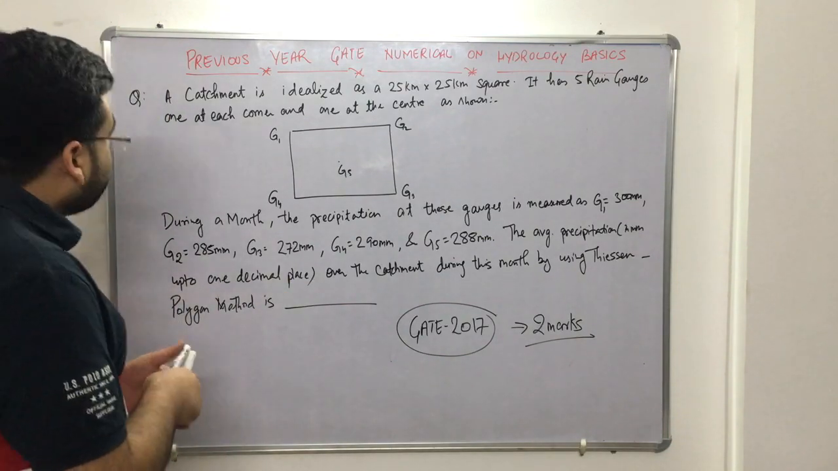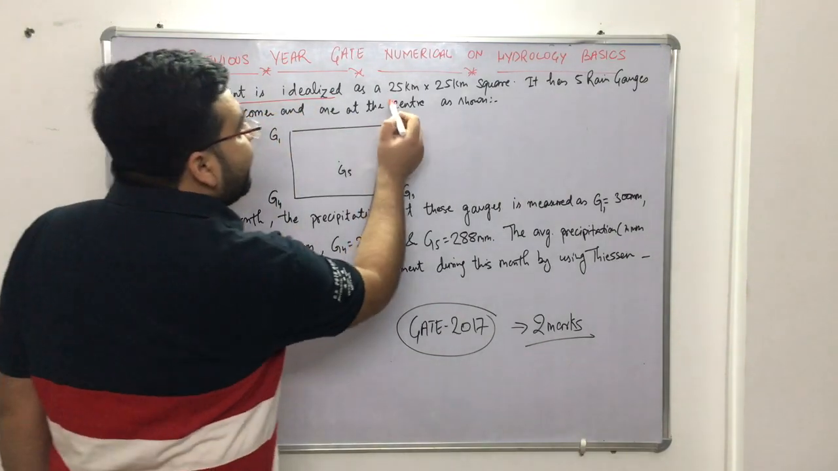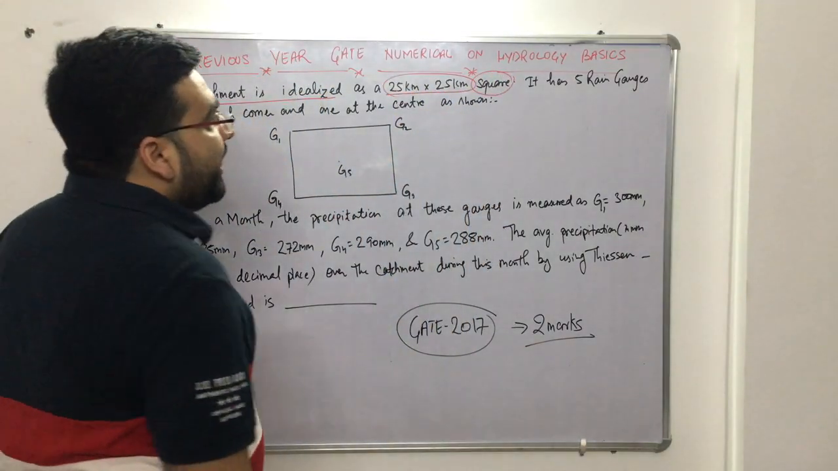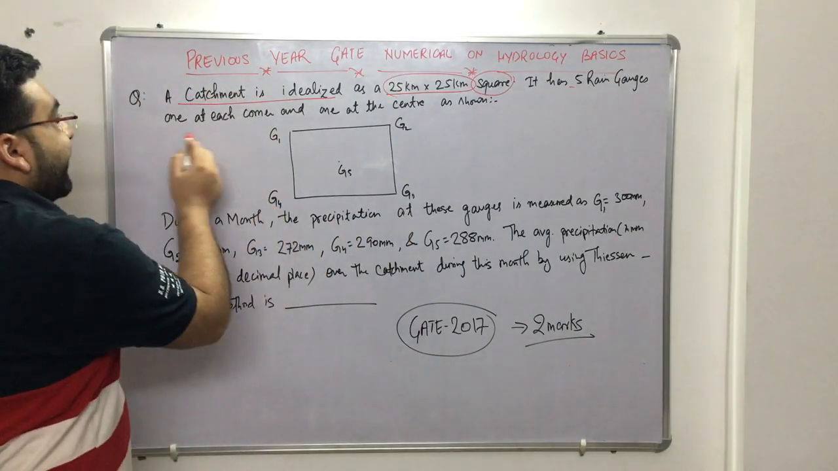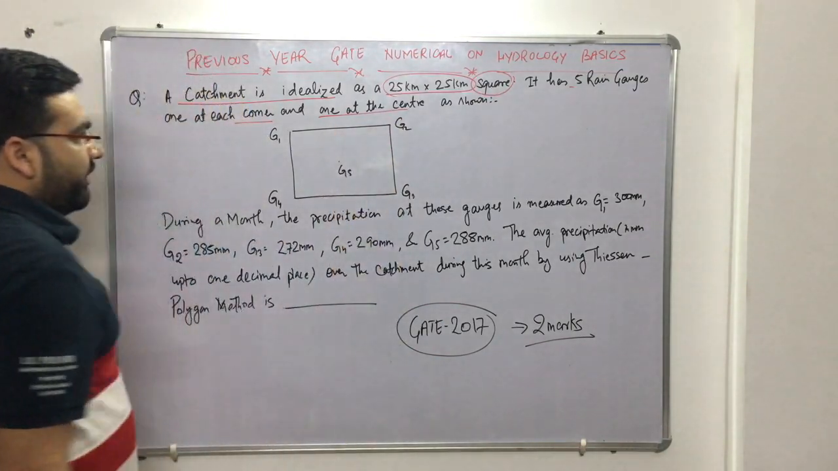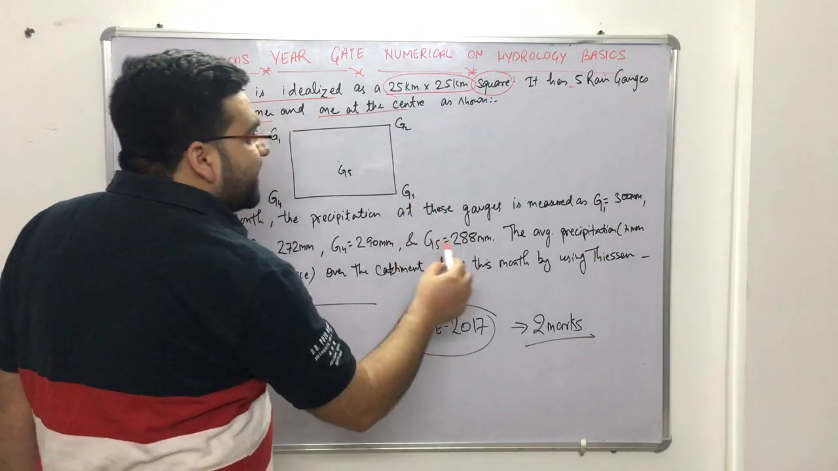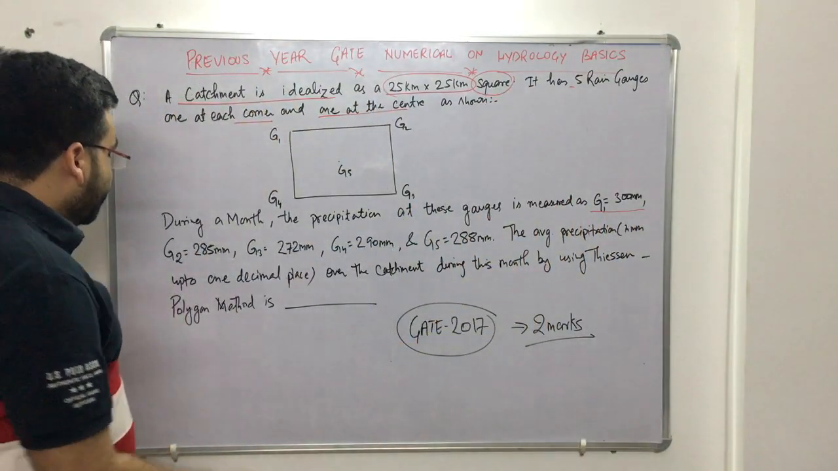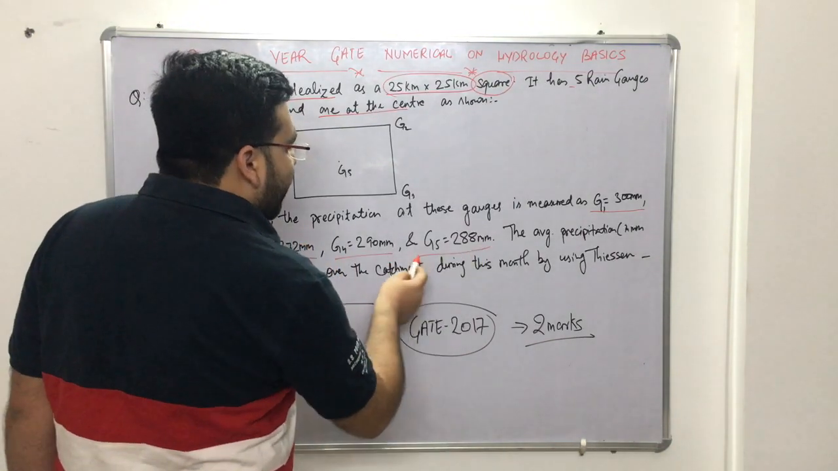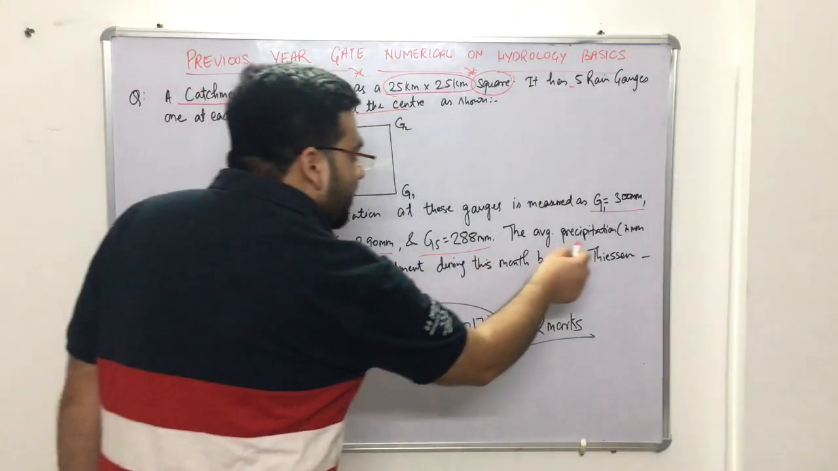The numerical is, a catchment is idealized as a 25 kilometer cross 25 kilometer square. So this is a square. It has 5 rain gauges, at each corner we have 1, 2, 3, 4 and one at the center, as shown in the figure. During a month, the precipitation at these gauges is measured as, for G1 it is 300 mm, G2 285 mm, G3 272 mm, G4 290 mm, and G5 288 mm.